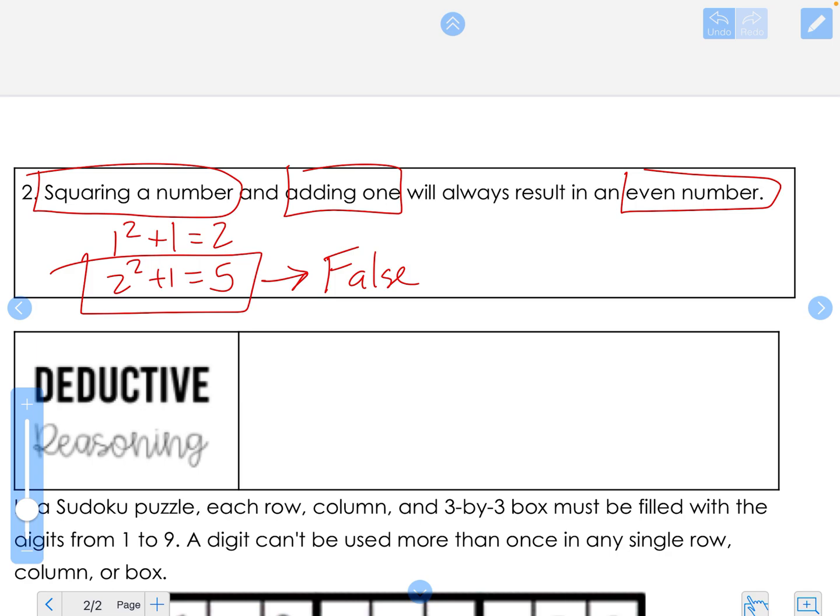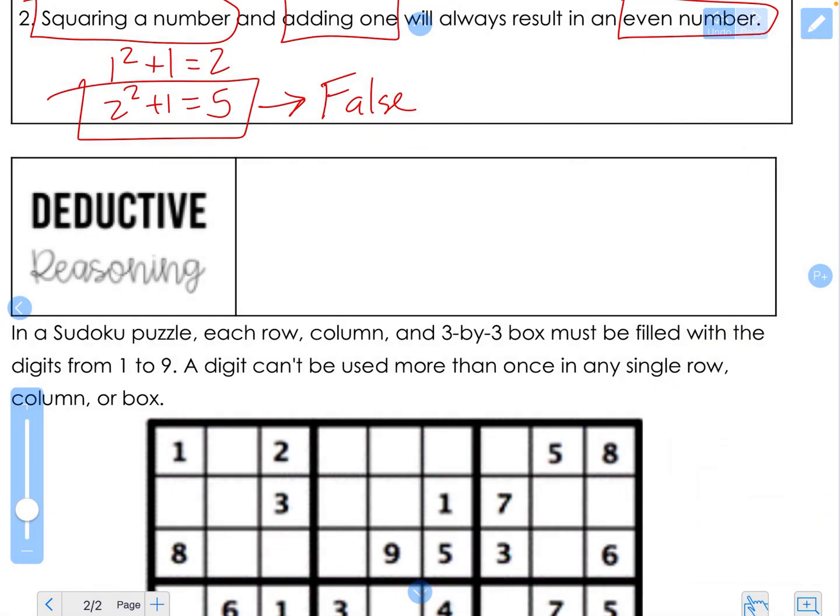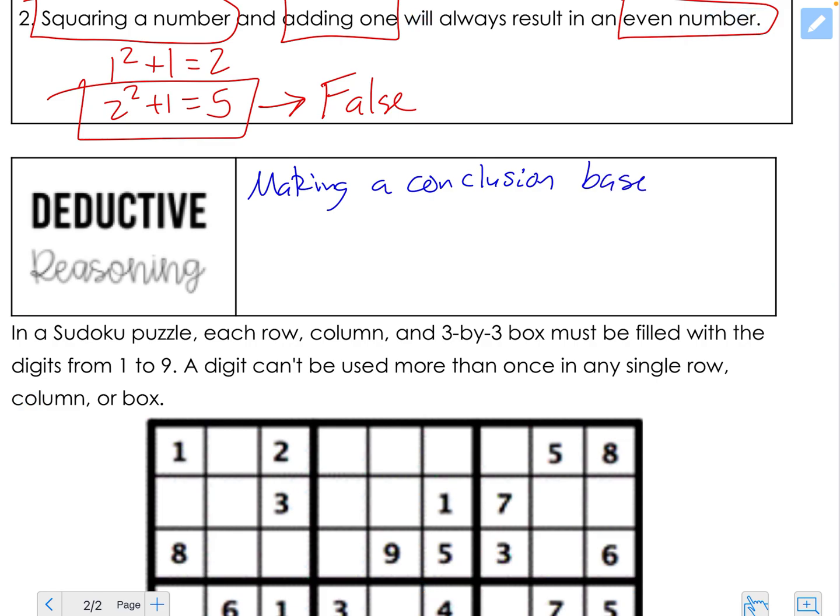All right, so now let's move on to our second type of reasoning, and this is the reasoning that we're going to use the most in geometry, and that is deductive reasoning. Deductive reasoning is making a conclusion based on facts, rules, and logical thinking.